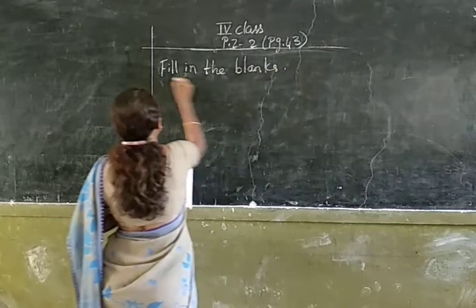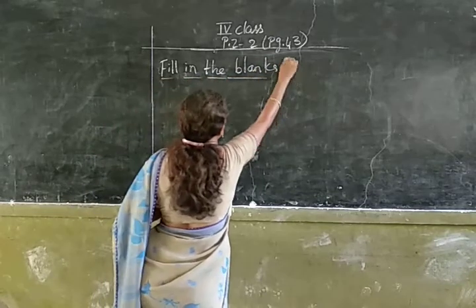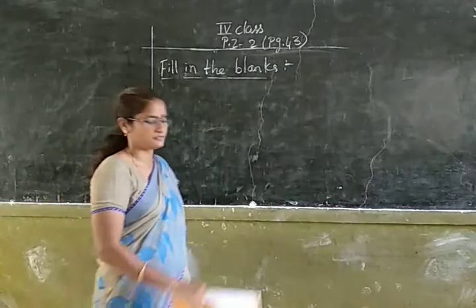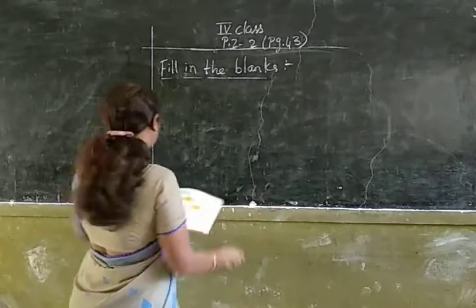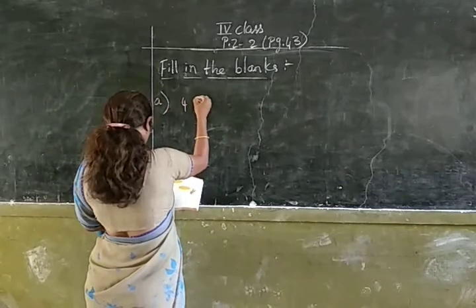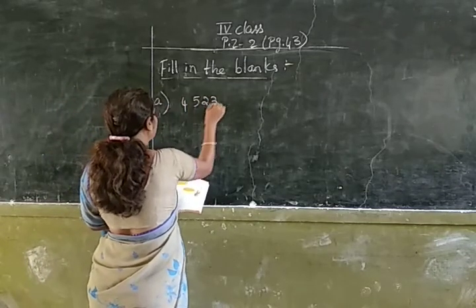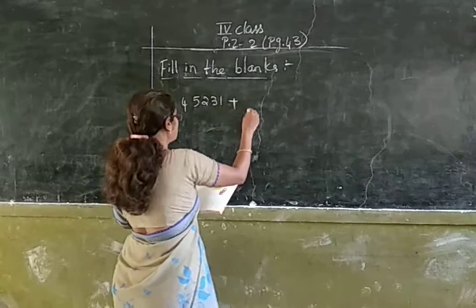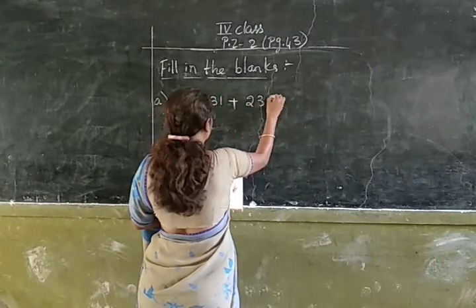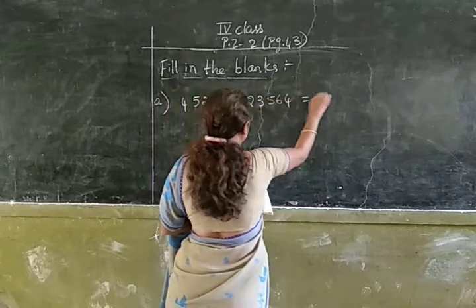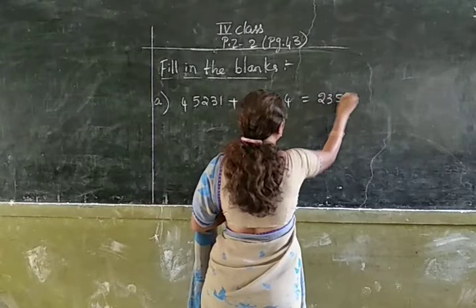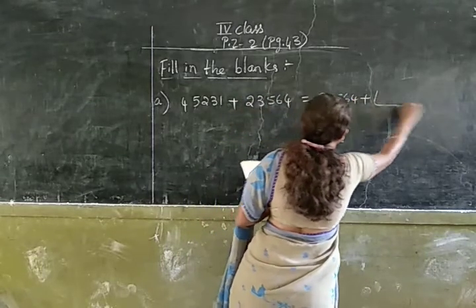Children, now we are going to fill these blanks using the 4 properties of addition that we have learned. First question: 45,231 plus 23,564 is equal to 23,564 plus box.